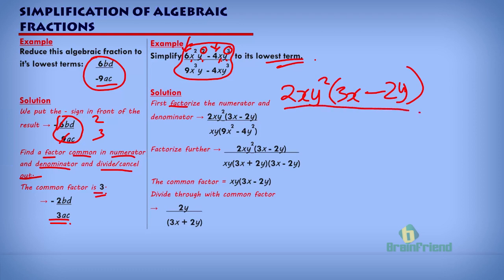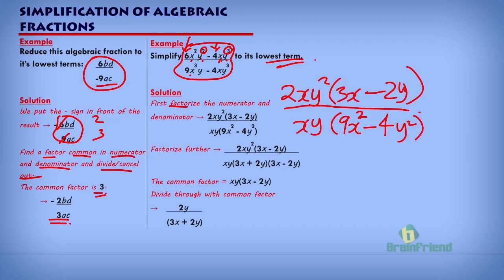Next, we also factorize our denominator. 9 and 4, they are not common, but x and y, they are common. So we have our common factors. We take that out. When we take that out, what do we have left? Our 9 is left, and we have x squared also left. Minus 4 remains, and then we have our y squared. So we've been able to factorize.